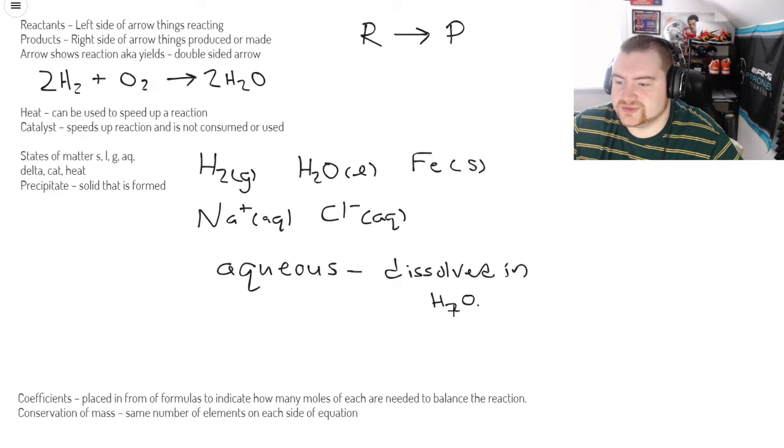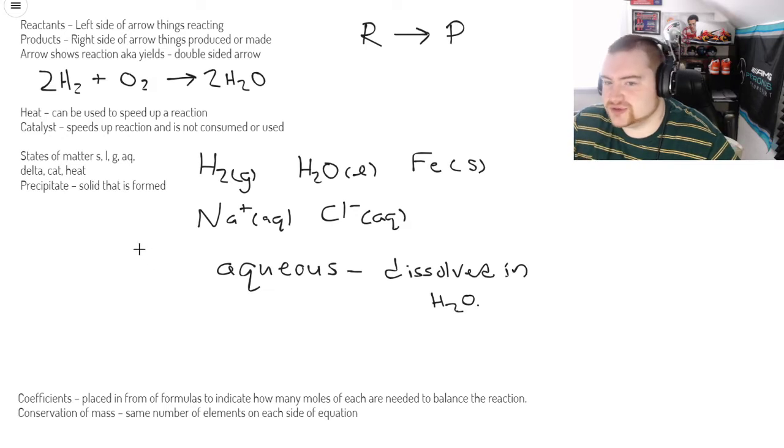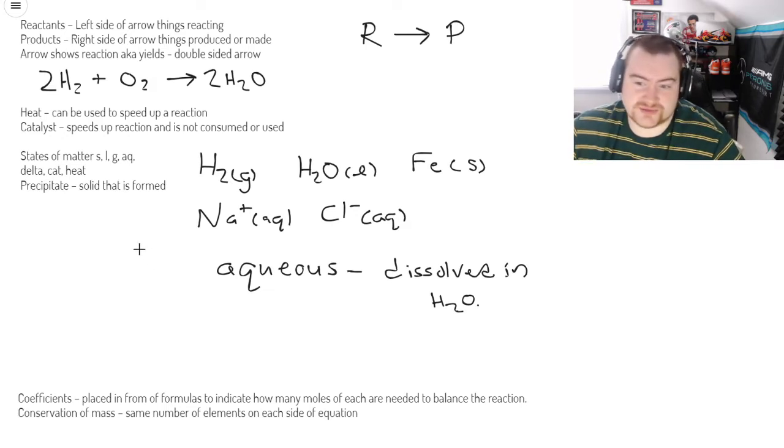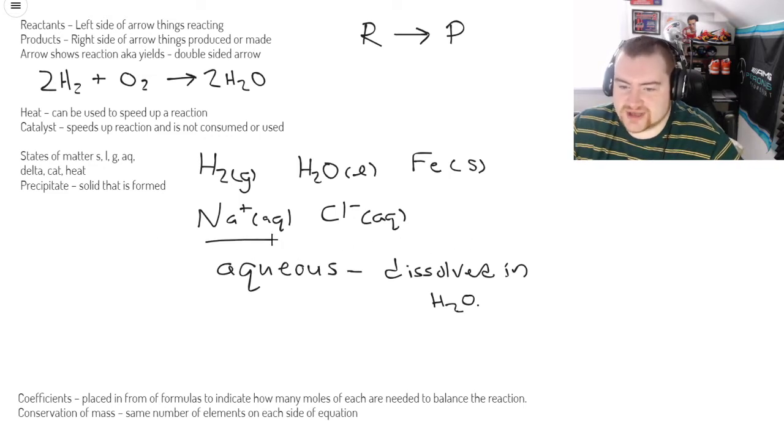So for most of these reactions, if we have anything that's aqueous, it's going to be in water. And what happens when you put salt into water? It dissolves, right? So that's just a way for us to show that we still have the sodium, we still have the chlorine, it's just going to be dissolved in the water. So we just have ions hanging out in solution. So that's what that is. Okay.